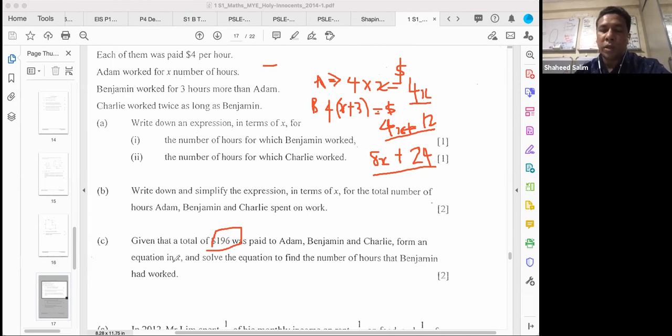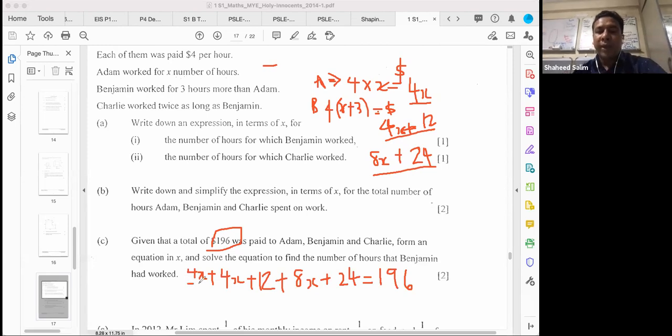So I can form the equation now down here. It's 4x plus 4x plus 12 plus 8x plus 24 is equal to 196. So notice, coming up with the equation, they will give quite a bit of marks.